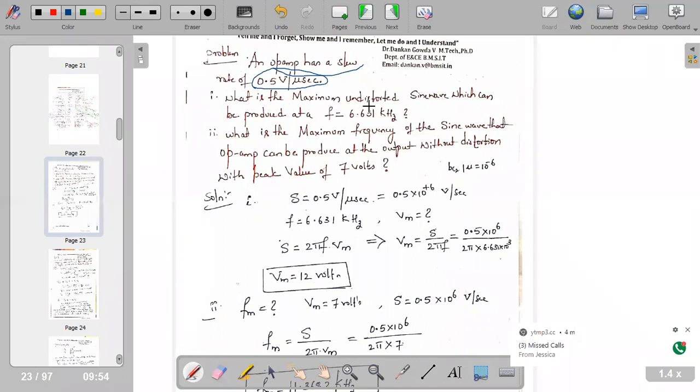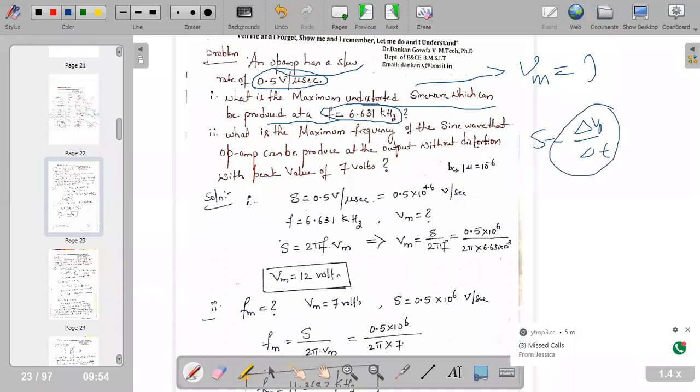What is the maximum undistorted sine wave that can be produced at a given frequency? So we need to find out its output voltage, that is Vm. Or we can say, what is the slew rate here? We know slew rate S is equal to a change in output voltage divided by a change in time.